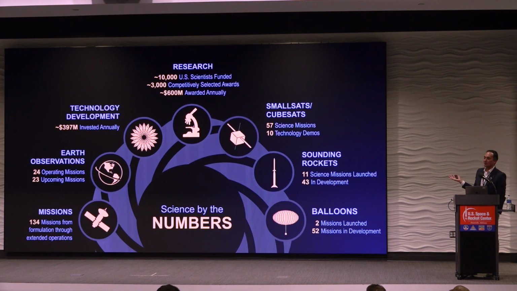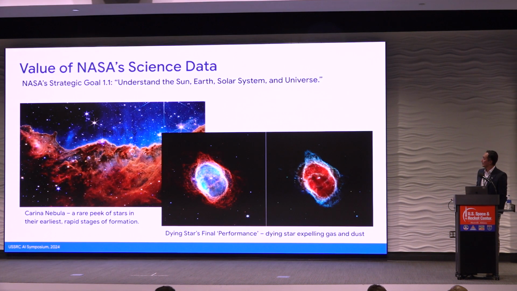So this is by the numbers, the data we collect, right? Space is not the only thing we do. We launch balloons, we launch sounding rockets. There are small sat cubes, which were not there before. All in all, this is to support our research. All of these missions collect a wealth of data, right? And here are some examples of nice imagery that is trying to answer some of these questions. These are some astrophysics examples. But the idea is that to understand the sun, Earth, solar system, and universe, we collect a wealth of data.